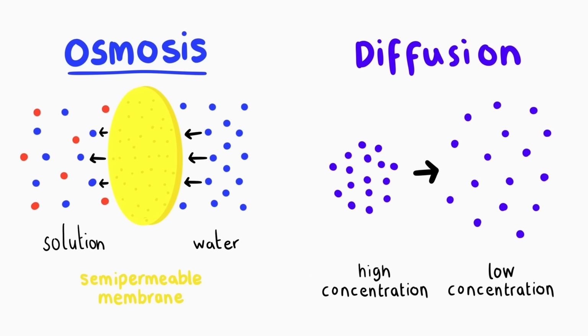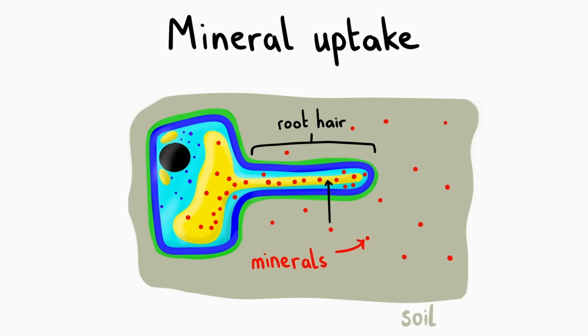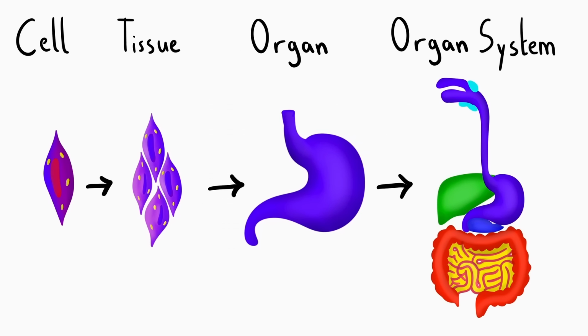In summary, passive processes like diffusion and osmosis allow cells to move substances along concentration gradients without using energy. Active transport enables cells to move substances against these gradients. Understanding these transport mechanisms helps us appreciate how cells and organisms maintain their internal environment and interact with their surroundings. These are essential processes for life itself. In our next episode, we will explore more about how cells are organized in organisms in the form of tissues, organs, and organ systems.